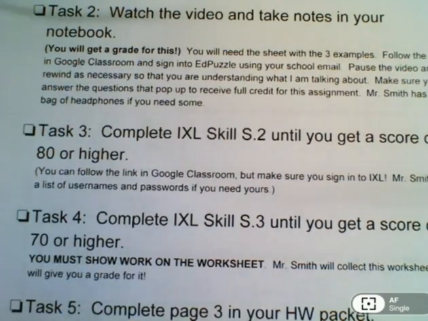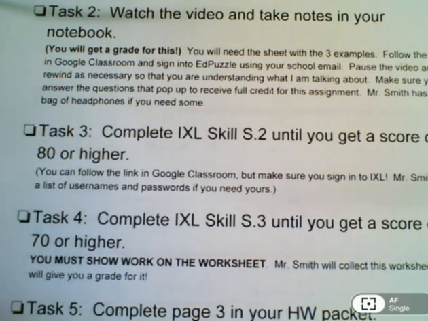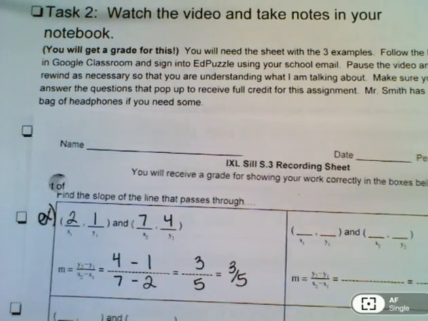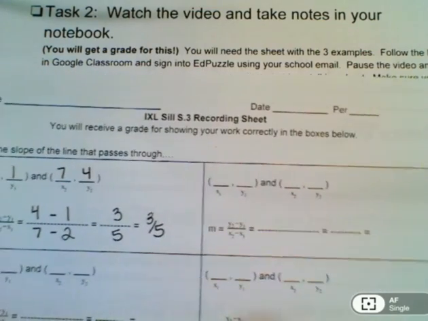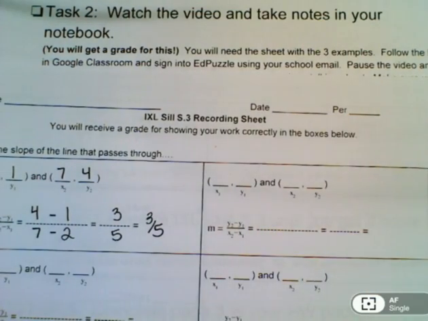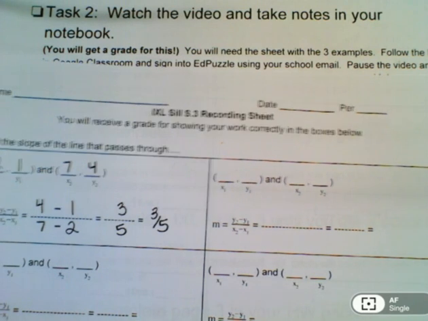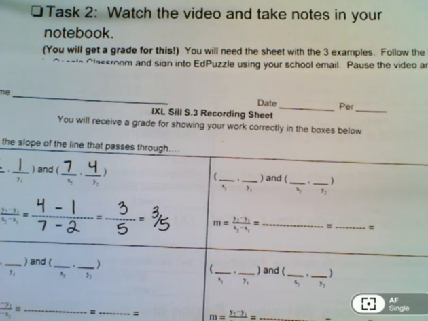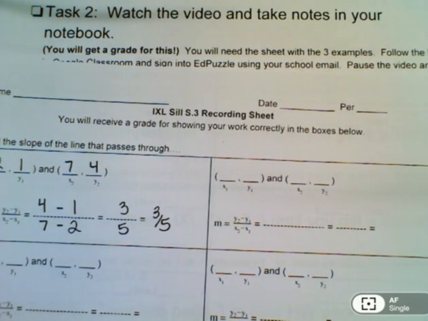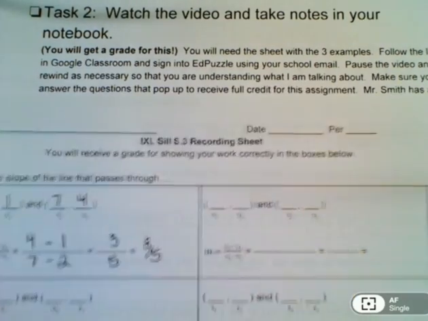Now S3 has a worksheet that goes with it, so it looks like this. There's an example done for you. S3 is when you find slope from 2 points, and I just have this here to help you keep your work organized. This is going to be collected and graded. So even if you only get through 6 of them, I still want you to turn this in so that I can see that you did some practice finding slope. So this goes along with S3.